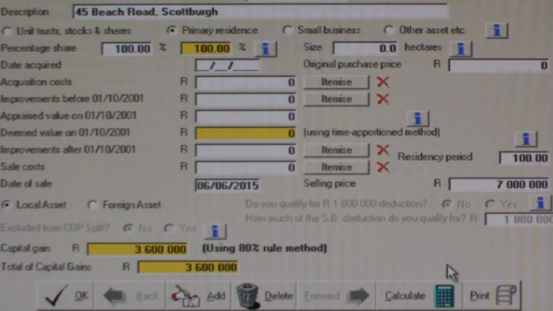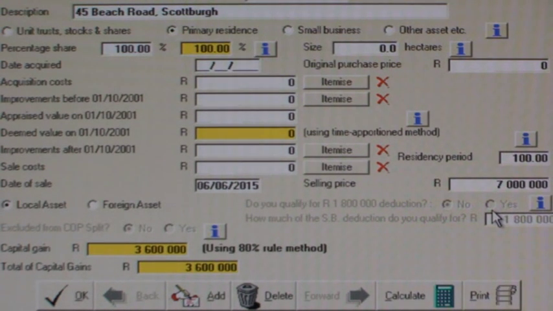then you will see that SARS uses the 80% 20% method, which means that SARS uses 20% of the proceeds as the base cost. In this case, 20% of 7 million selling price is 1.4 million. 7 million less the 1.4 million base cost is 5.6 million profit. Less the 2 million rand primary residence exclusion means a gain amount of 3.6 million. I just want to point out 2 things here. Firstly, the 20% 80% rule method is very expensive and you want to avoid having to use this method.